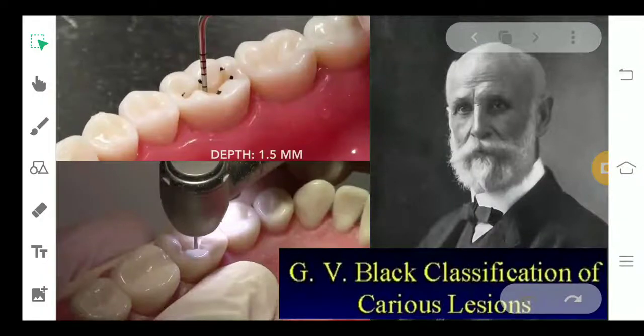Hello guys, welcome back. Today we are going to study another topic, and that is the GV Black classification of the carious lesion. This classification is very important because whenever in the clinic you're going to make a cavity on a carious tooth, you should know the classification, what is going to be the shape and what are the features to be kept in mind, and all this was described by Dr. GV Black in his classification, and that is what we are going to study together.